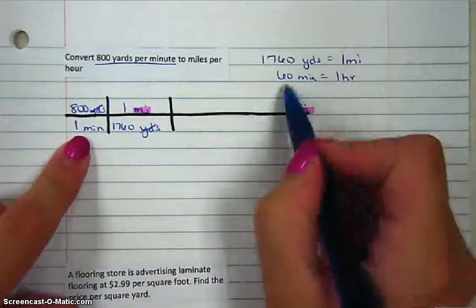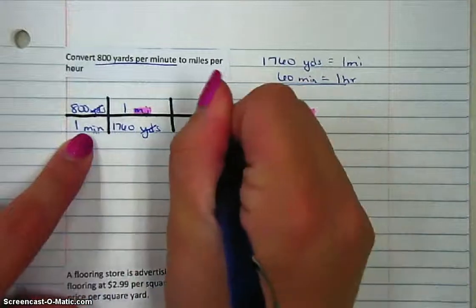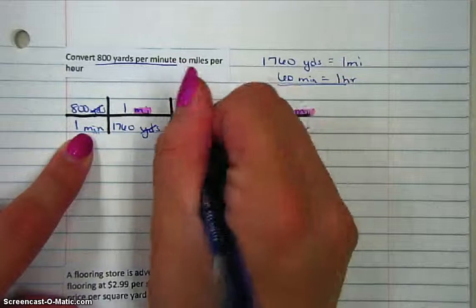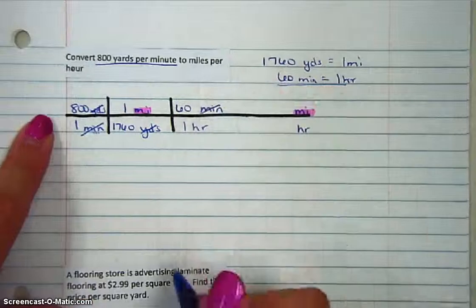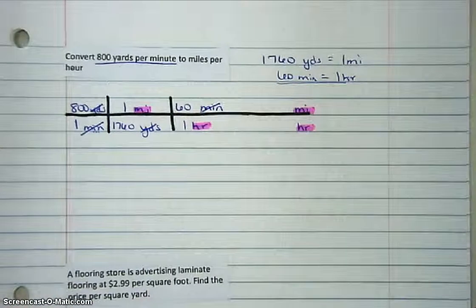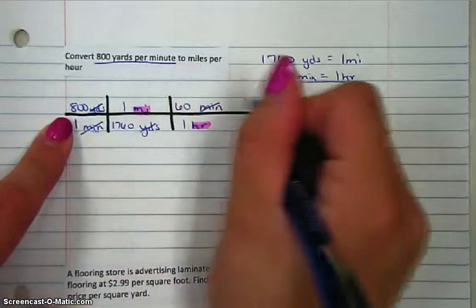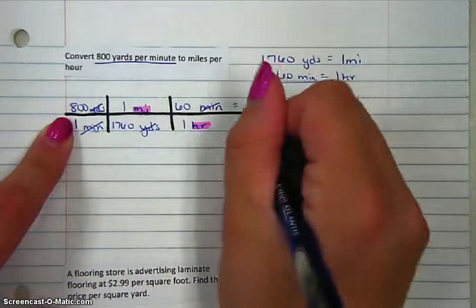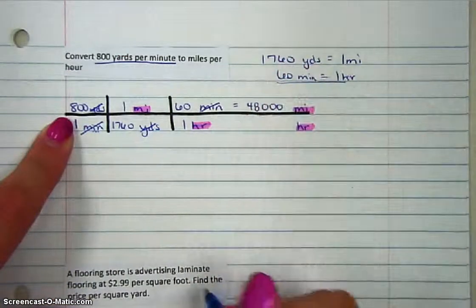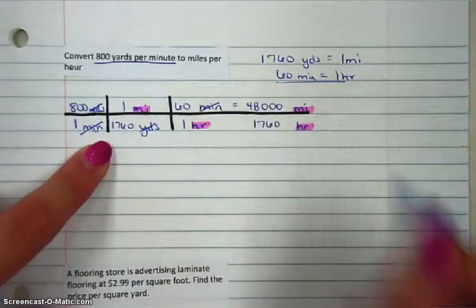So right here it says 60 minutes is 1 hour. Because minutes are on bottom, minutes have to be on top this time. They have to be opposites. So 60 minutes goes on top, 1 hour goes on bottom. Cancel out your minutes and then check your units. There's hour and hour. So we got to what we needed. We got miles per hour. Once again, we multiply straight across. So 800 times 1 times 60 is 48,000. And then 1 times 1,760 times 1 is 1,760.